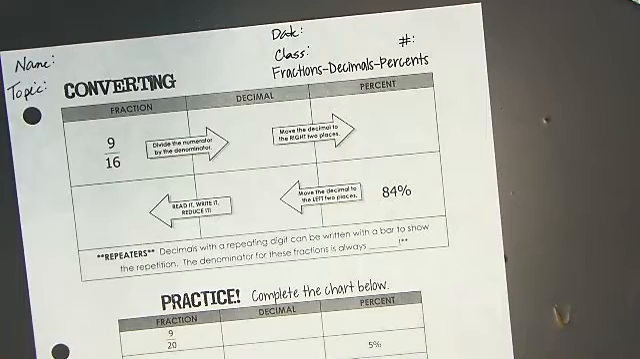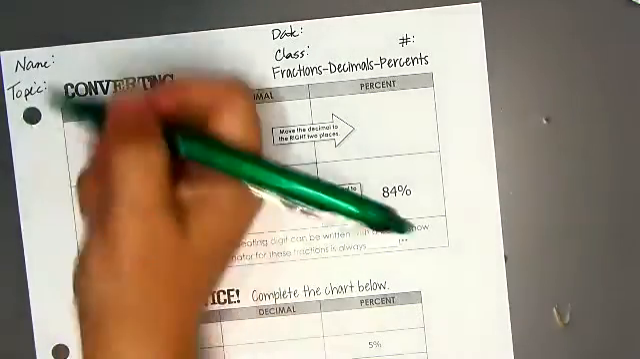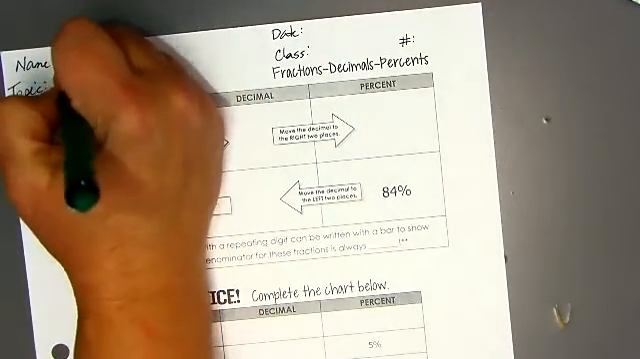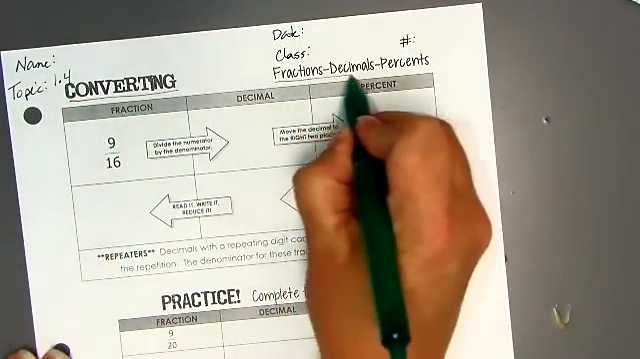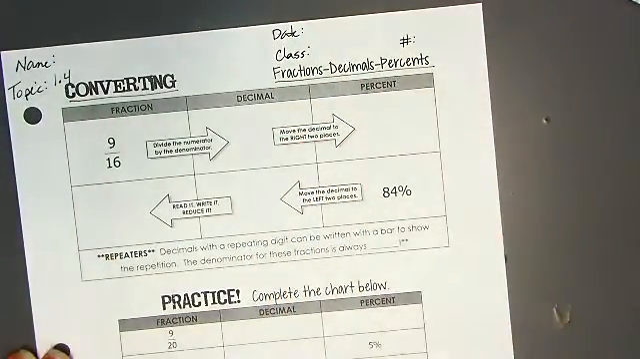Okay, so here we go. We will start filling out. So this is section 1-4, converting fractions to decimals to percents. We're going to be going from one to the other to the next. All right, so here we go.